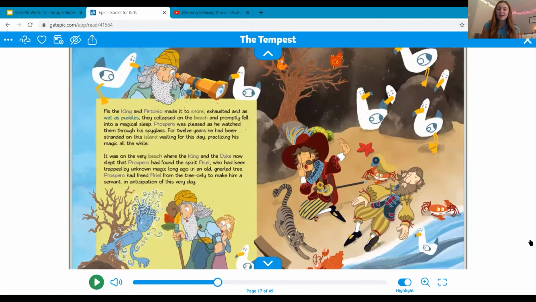Prospero was pleased as he watched them through his spyglass. For 12 years, he had been stranded on the island, waiting for this day, practicing his magic all the while. It was on the very beach where the king and the duke now slept that Prospero had found the spirit Ariel, who had been trapped by unknown magic long ago in an old gnarled tree. Prospero had freed Ariel from the tree, only to make him a servant in anticipation of this very day.